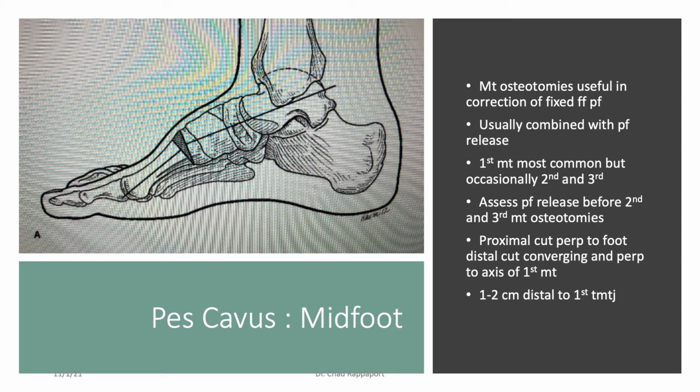The proximal cut is perpendicular to the foot, and the distal cut is converging and perpendicular to the axis of the first metatarsal. This is done about 1 to 2 centimeters distal to the first TMTJ.